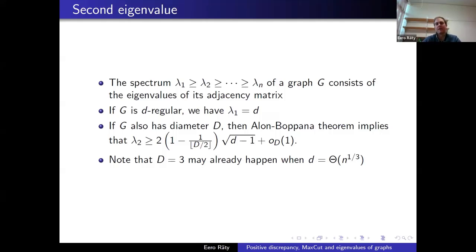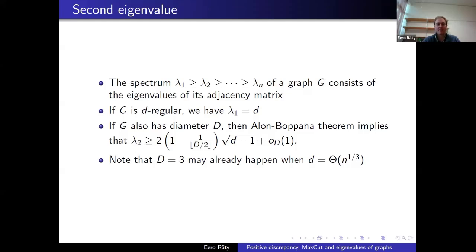Then the final topic is the second eigenvalue of graphs. I'll let lambda i denote the eigenvalues of G, and just to remind you, since this is an algebraic combinatorics seminar, you all probably know that if G is D-regular, then the highest eigenvalue is just D.